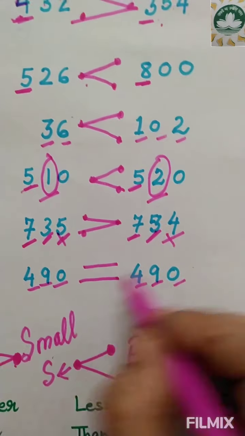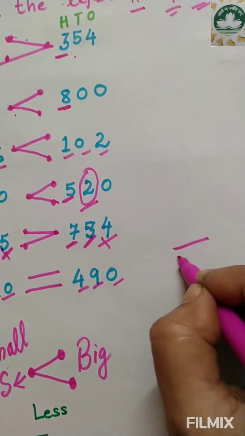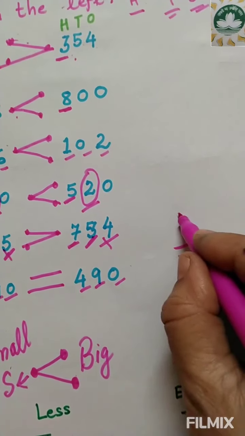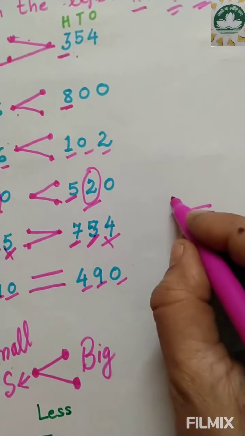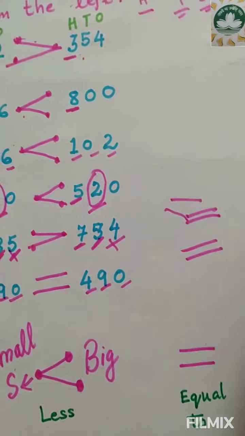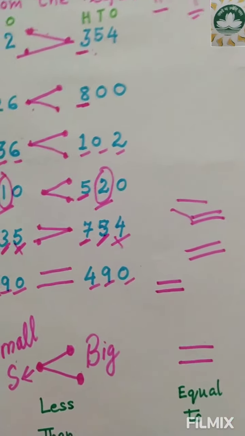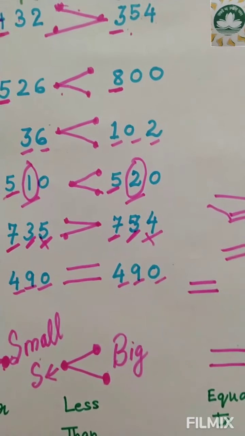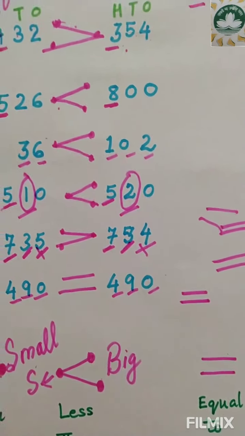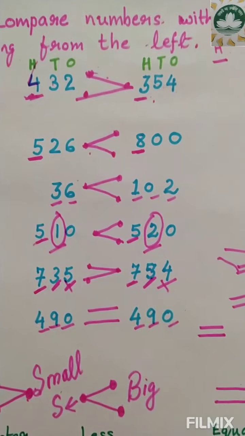Okay, and remember, this equal to sign will not be like this. It has to be a parallel line. Okay, the line has to be parallel. So I hope you have understood how to solve it.